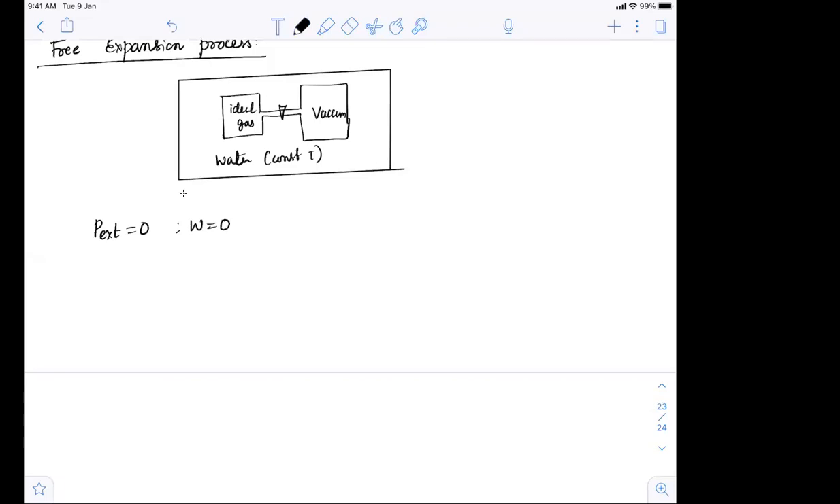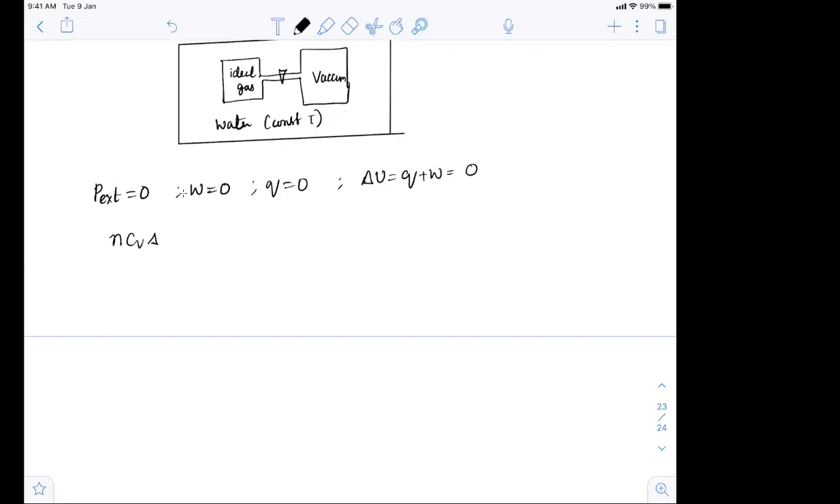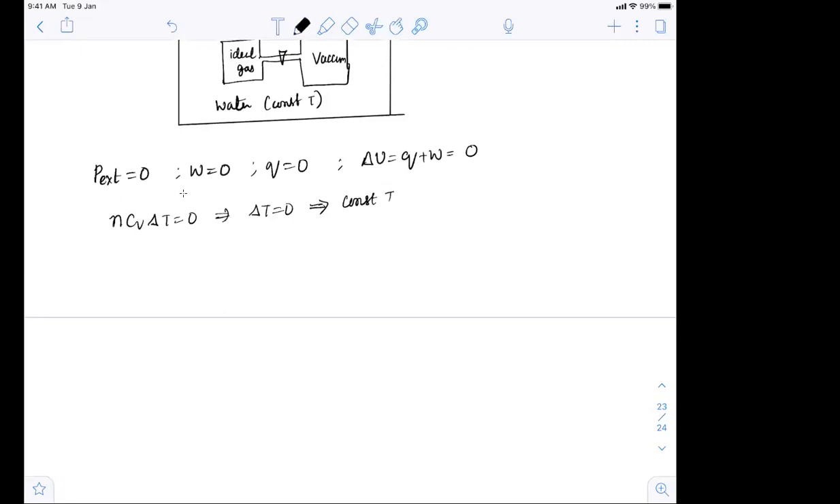Clear? And there is no heat being exchanged between the ideal gas and the surroundings. There is no heat exchange, which means Q is also 0. So it is like an adiabatic process. See, if Q is 0, delta U is equal to Q plus W, isn't it? So if both are 0, then delta U will also be 0, which means nCv delta T should be 0, implies delta T is equal to 0, which implies it is at constant temperature. So temperature is not changing, correct? If delta T is 0, delta H will also be 0 because delta H is nCp delta T.